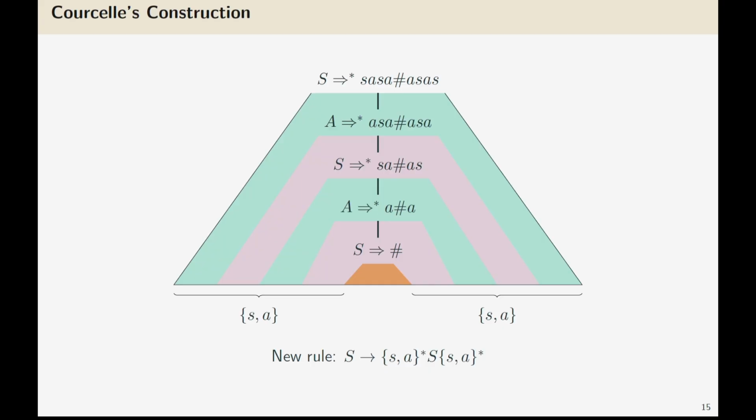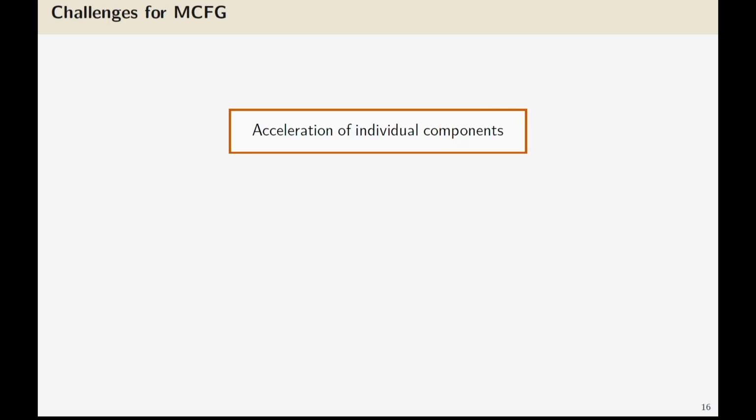Yeah. So in some sense, we'd like to apply this construction directly to multiple context-free grammars. But these several registers that these multiple context-free grammars have, they give us some challenges. So first of all, in a multiple context-free grammar, it's possible that only individual components, individual registers are acceleratable.